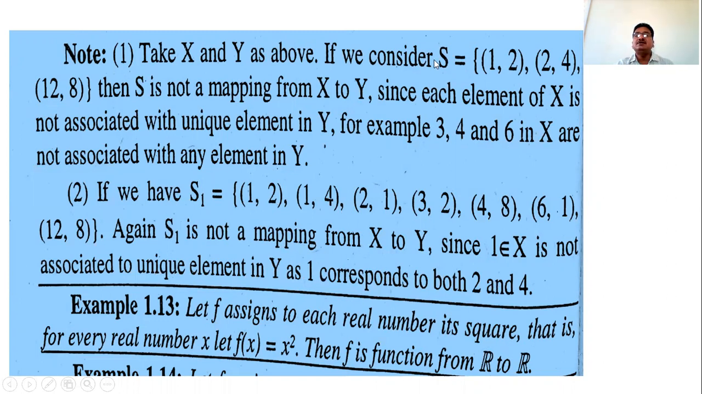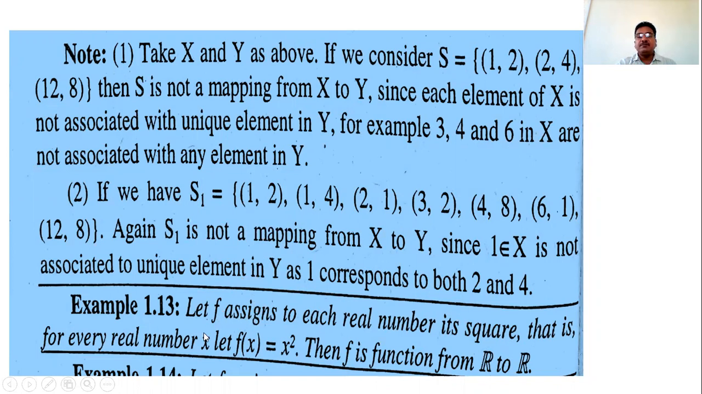So here this S is not a function because the each-element condition fails. This S1 is not a function because the unique condition fails. Each element of X is related, but not to a unique element, and therefore this S1 is not a function or not a mapping. A function is also called a map or mapping. So this S1 is not a mapping. It is just a relation from X to Y.